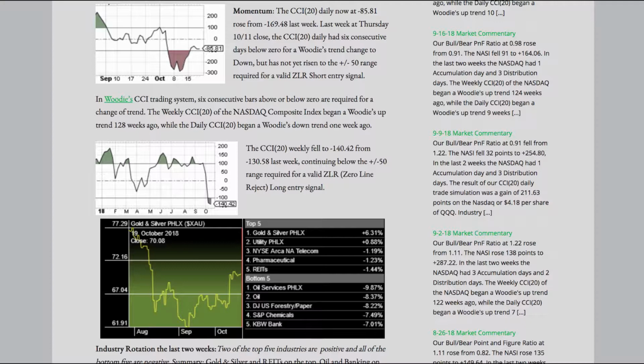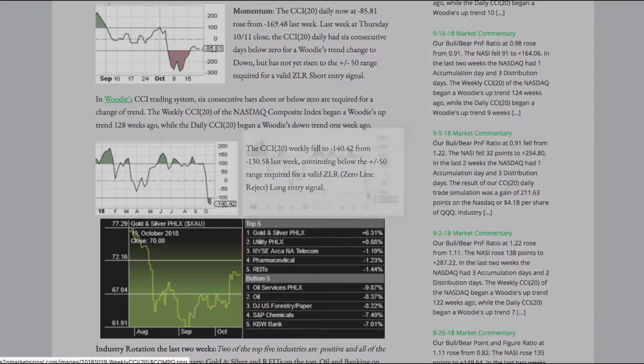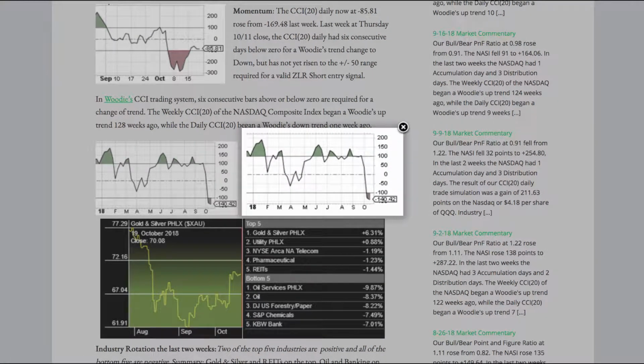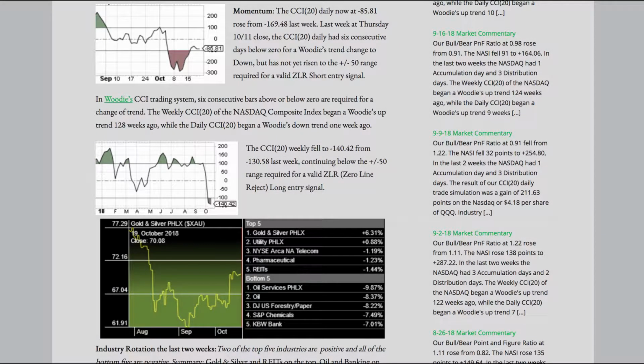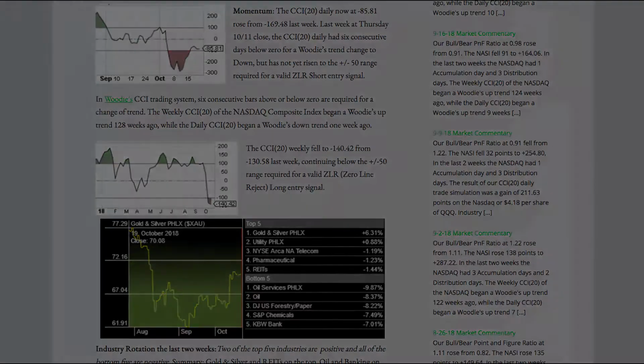The weekly CCI 20 of the Nasdaq Composite Index began a Woody's uptrend 128 weeks ago, while the daily CCI 20 began a Woody's downtrend 1 week ago. The CCI 20 weekly fell to a negative 140.42 from a negative 130.58 last week, continuing below the plus or minus 50 range required for a valid zero line reject long entry signal.